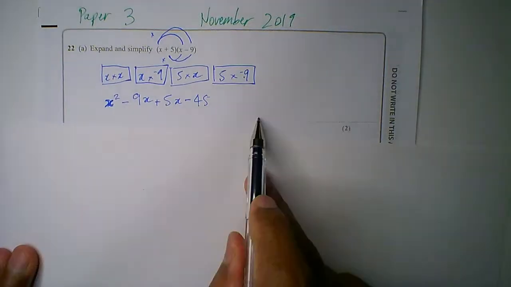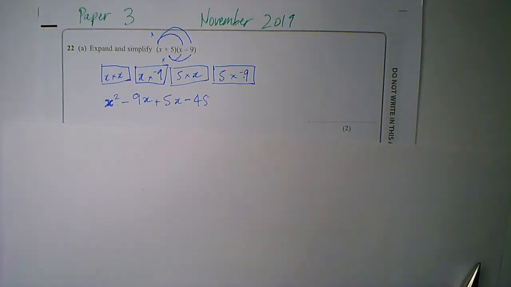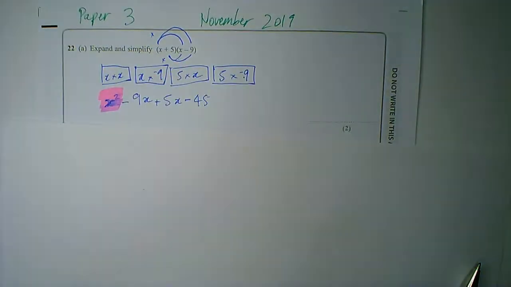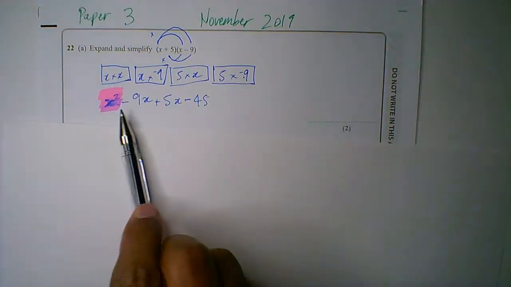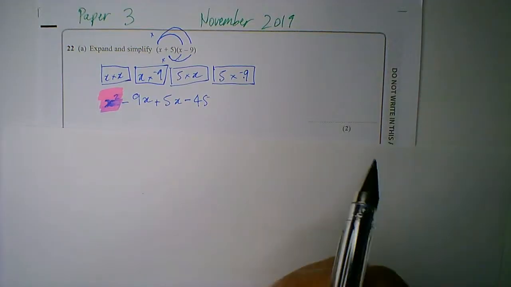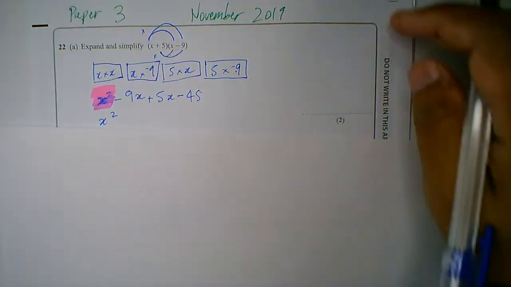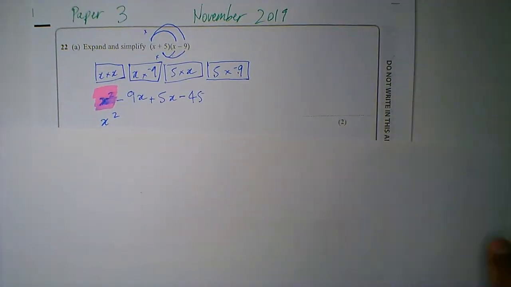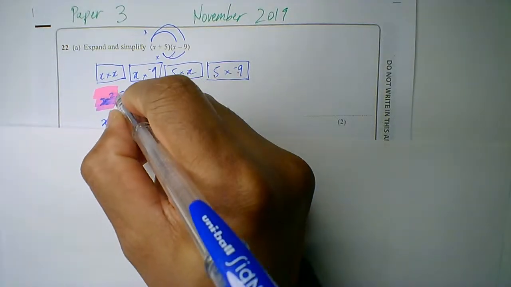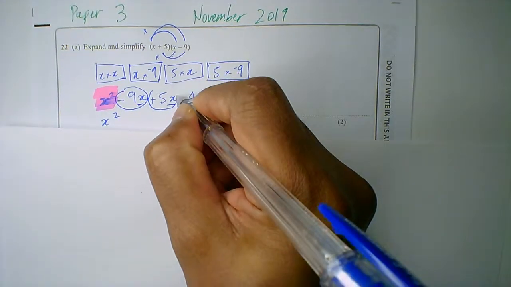And now we look to simplify. This is the x squared term. Okay, it's an x squared term because of the sign x squared. Now there's nothing here that is an x squared term. So this stays as it is. So this is x squared. All right, now if I look closely, this is 9x and 5x. So these are x terms. So these are like terms now, x terms.